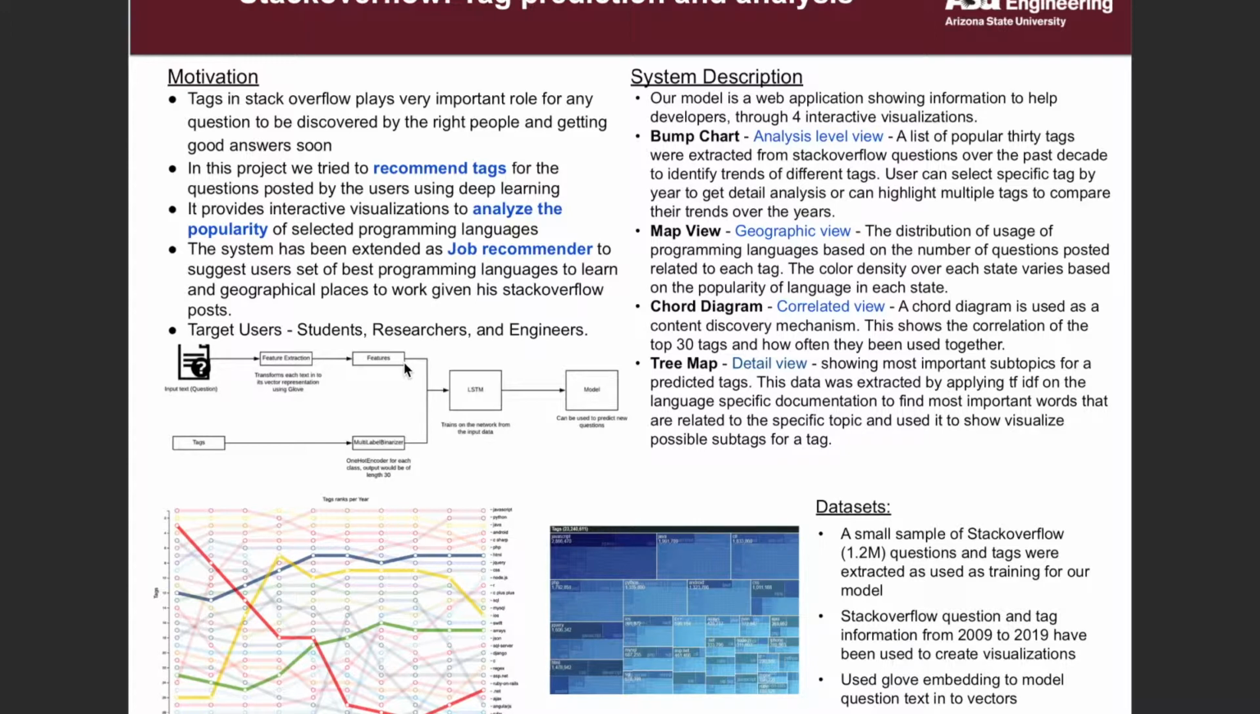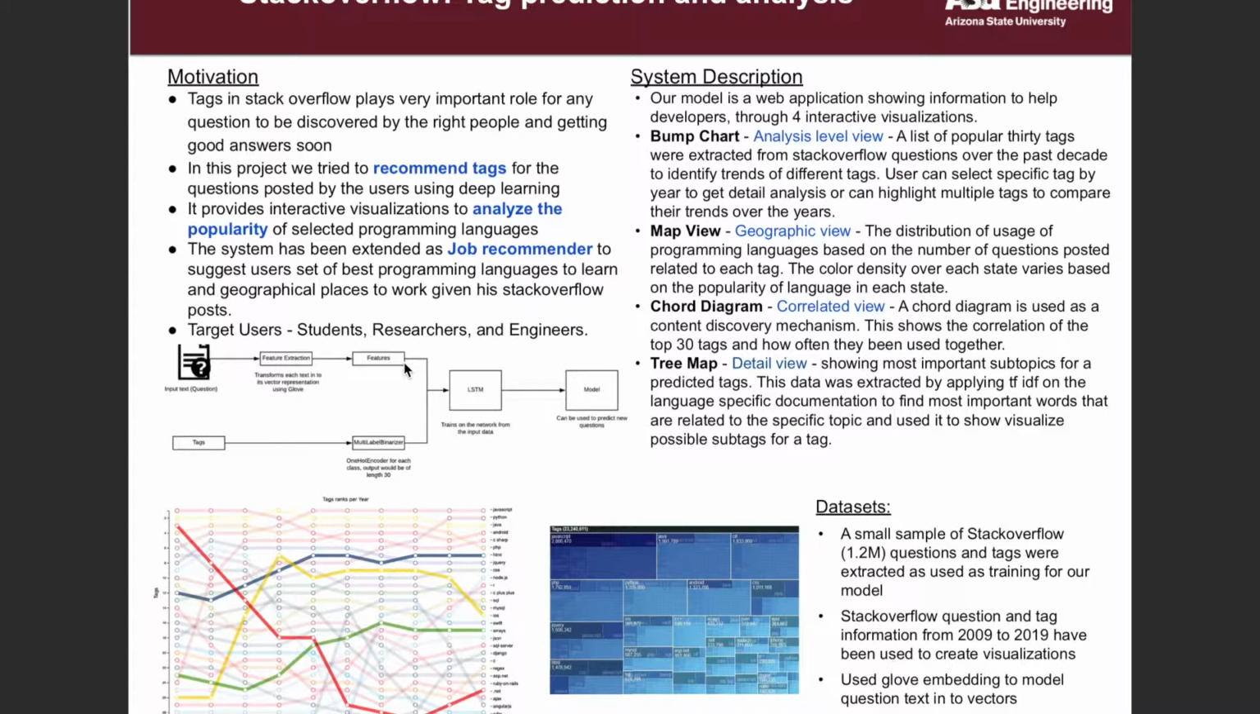Hi, we are from Group 35, and our dataset is Stack Overflow. The idea of our project is tag prediction and analysis. We want to help new users to Stack Overflow, or new users to a particular technology, find proper tags. In turn, this helps their questions to be discovered by the right people and get answers sooner.